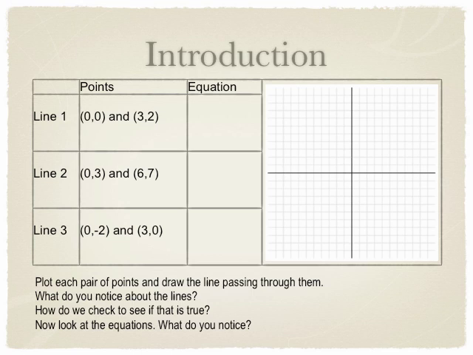So for line 1, there's the point (0, 0). There is the point (3, 2). And there's the line in between them. So line 1 is the red line. For line 2, there's the point (0, 3). There's the point (6, 7), and there is line 2. So line 2 is blue. Line 3 goes through (0, -2) and (3, 0). So there is line 3.